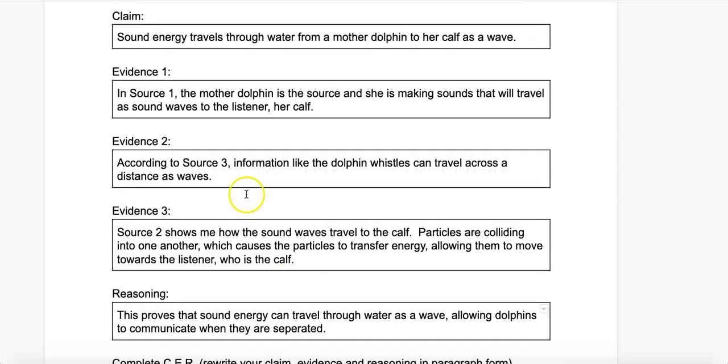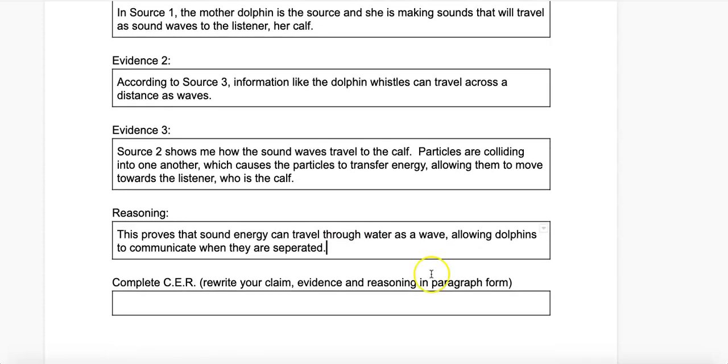This right here is a full CER. This is what I expect to see on the assessment tomorrow. Again, I do not expect to grade one sentence question answers. I expect a full paragraph. This is easily 1, 2, 3, 4, 5 sentences. That's what I'm expecting for your CER.